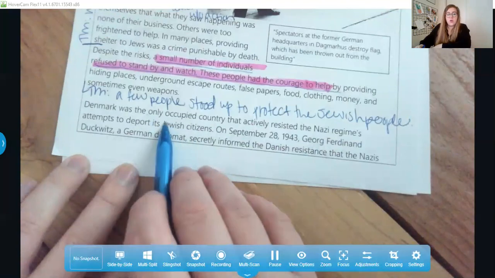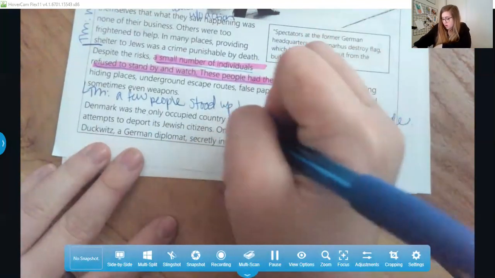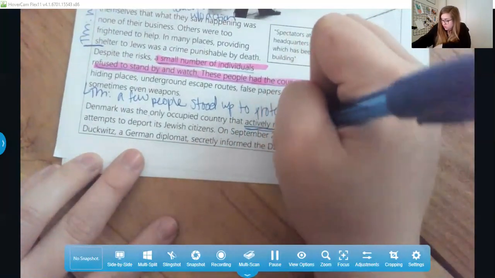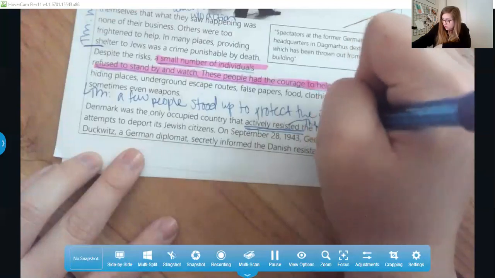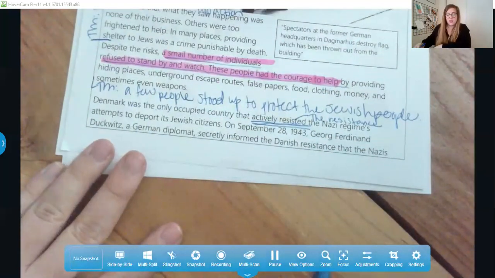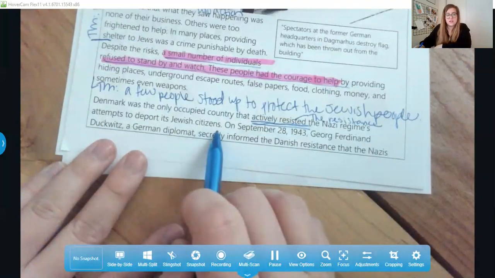Denmark was the only occupied country that actively resisted, oh, here's that word again, resisted the resistance. We learn about the resistance in our text. They're an organized group that was trying to get rid of the Nazis. The Nazi regime's attempts to deport Jewish citizens.